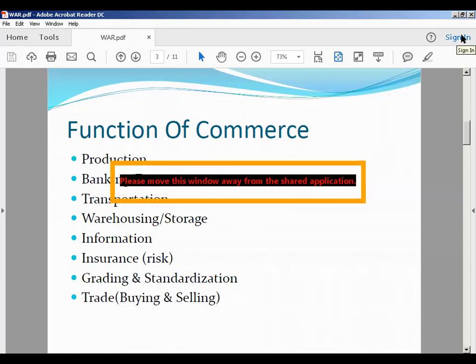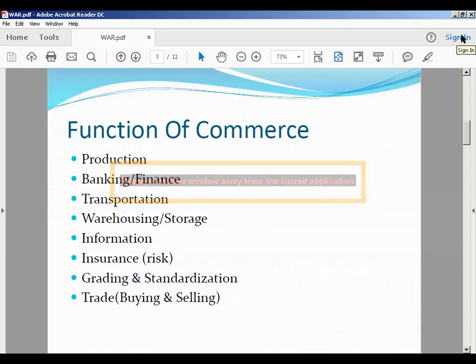The second point they have discussed here is grading and standardization: how your products can be graded, how we can declare any product to be A quality or B quality, and how you can maintain the standard of your product in the national and international market. Then you have trade, and aids to trade.